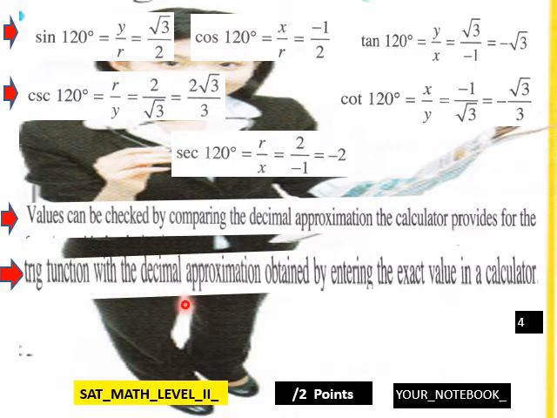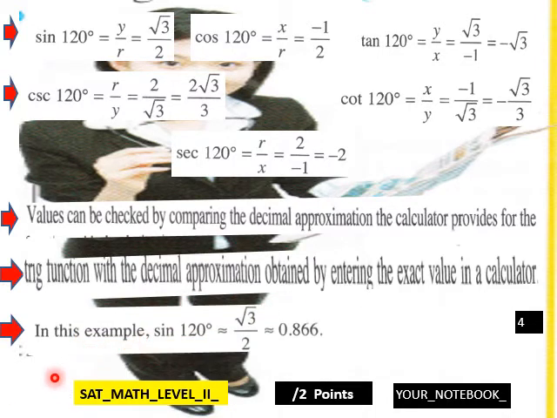Values can be checked by comparing the decimal approximation the calculator provides for the trig function with the decimal approximation obtained by entering an exact value in a calculator. In this example, sine 120 would equal square root of 3 over 2, which comes out to about 0.866.